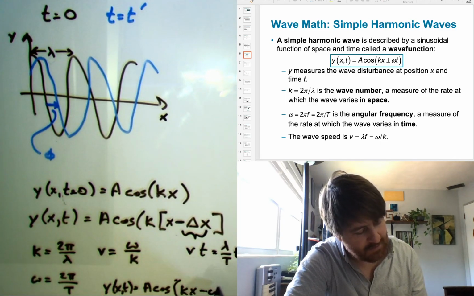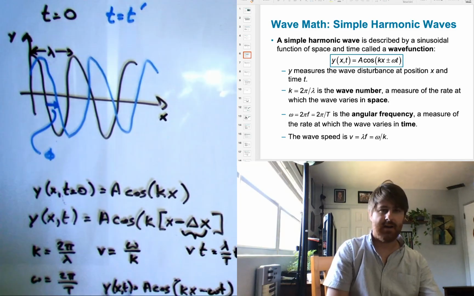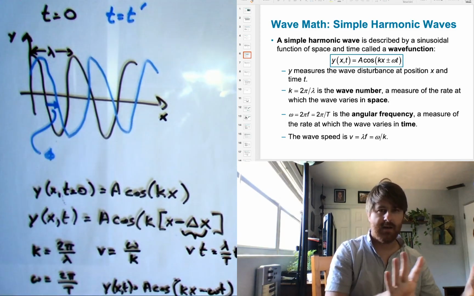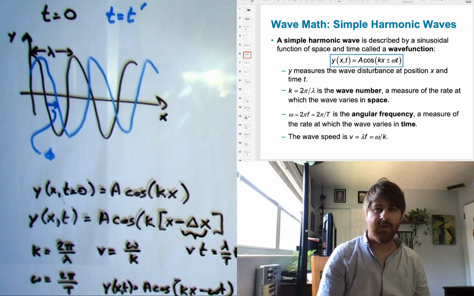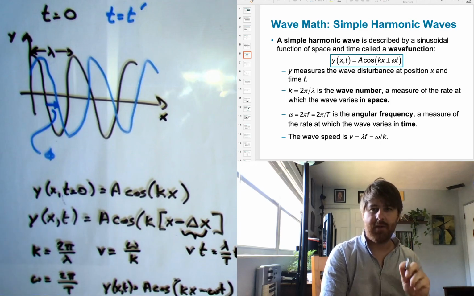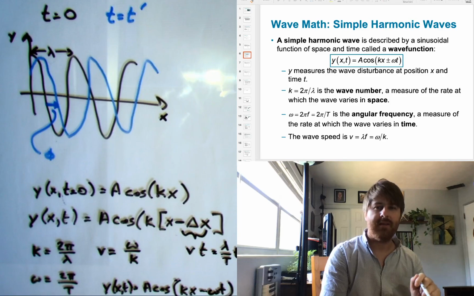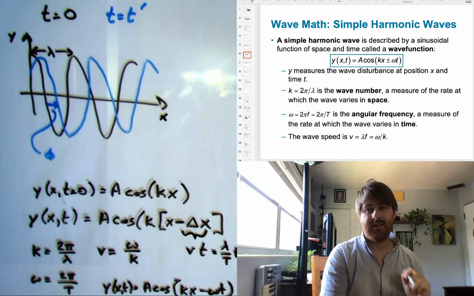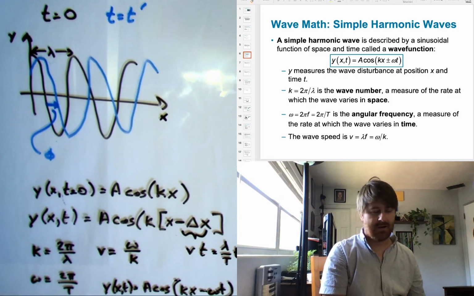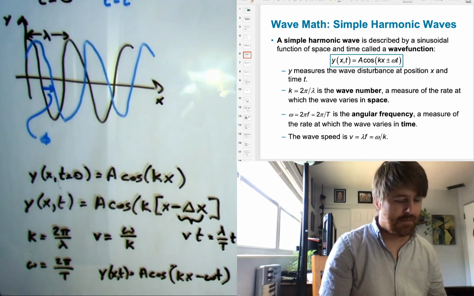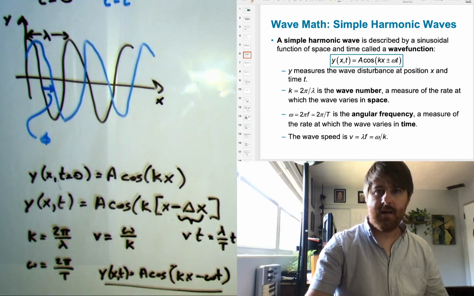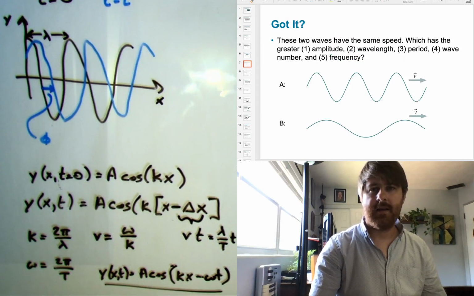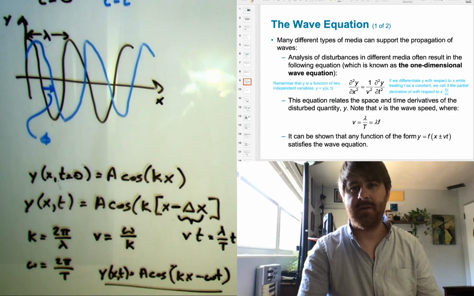So you can think of it as we shifted the function, a snapshot, a picture of the wave, over in space as a function of time, or you can think about it as we have simple harmonic motion at one point, and then that same simple harmonic motion repeats itself at a different point in space, but sometime later. Right? Either way, we get the same wave function. Okay. All right. Skipping through these, I'll let you go through those.